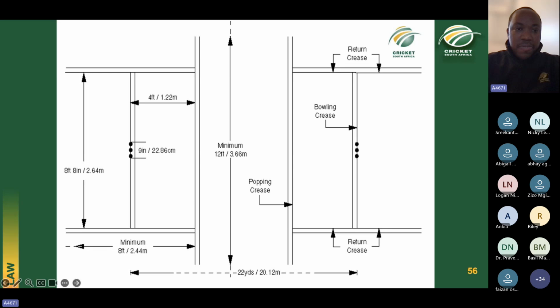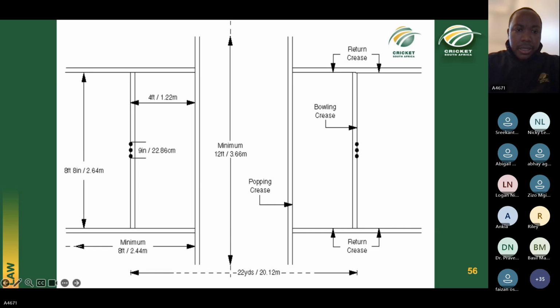Let's start with, for me, the most important measurement. I call it the no ball measurement. The measurement between the bowling crease and the popping crease is 1.22 meters. And then the measurement of the return crease in its entirety is a minimum of 2.44 meters. And then the measurement of the popping crease is a minimum of 3.66 meters.